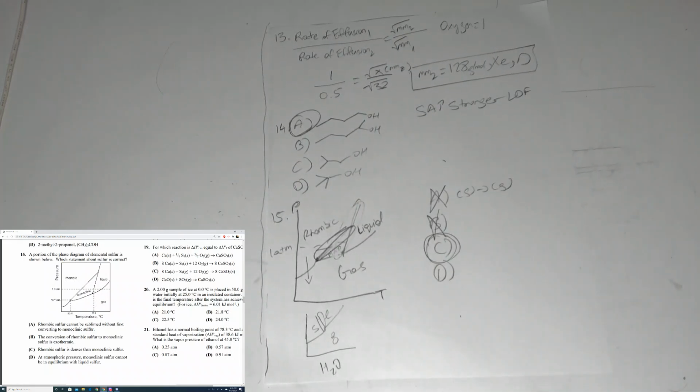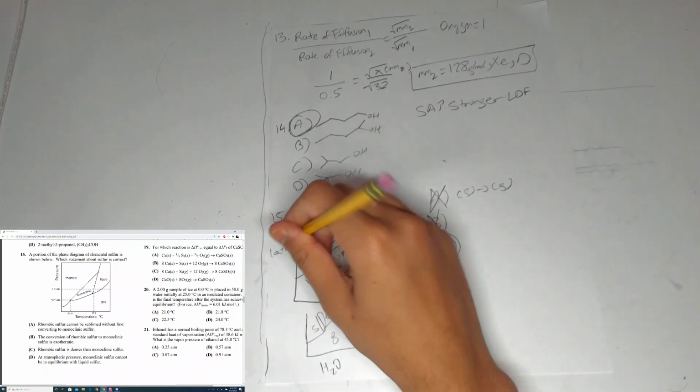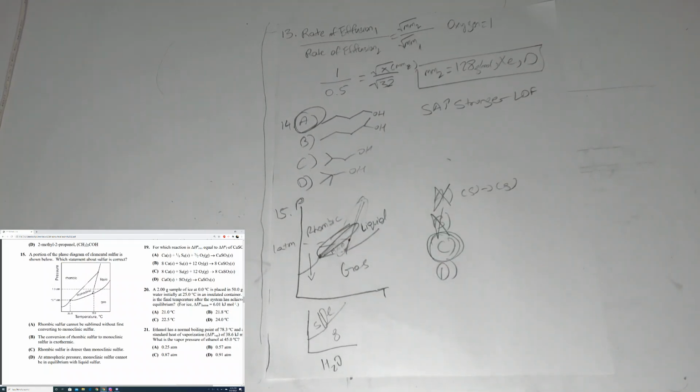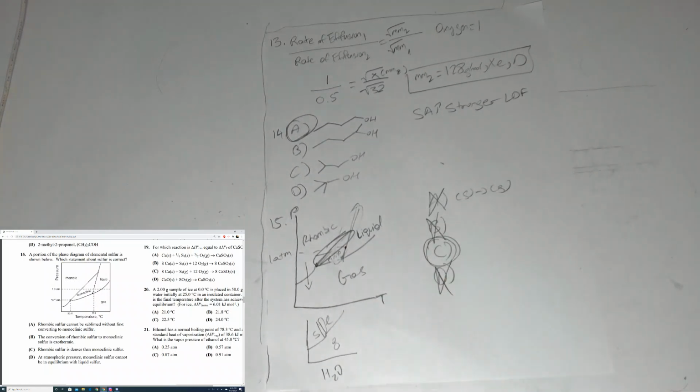Let's take a look at D. At atmospheric pressure, monoclinic sulfur cannot be in equilibrium with liquid. Okay, this is atmospheric pressure, and over here is an area where they can be in equilibrium. So you can easily cross it out. So remember, with a positive slope between two phases, the one on the left is denser than the one on the right. Moving on.